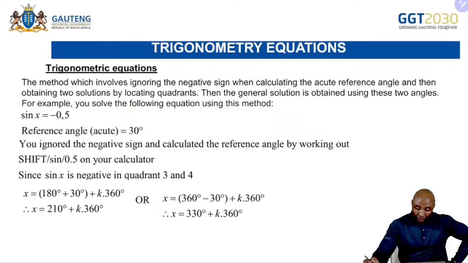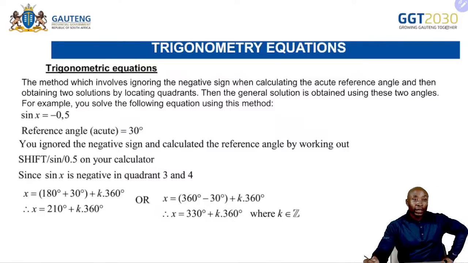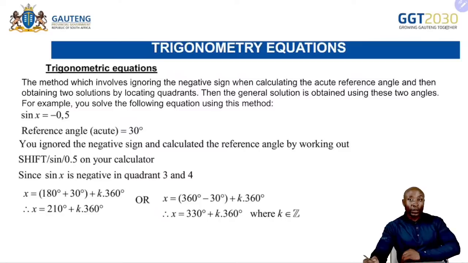So those are the methods of solving our trigonometric equations, where k is an element of the integers. Do not forget that part.